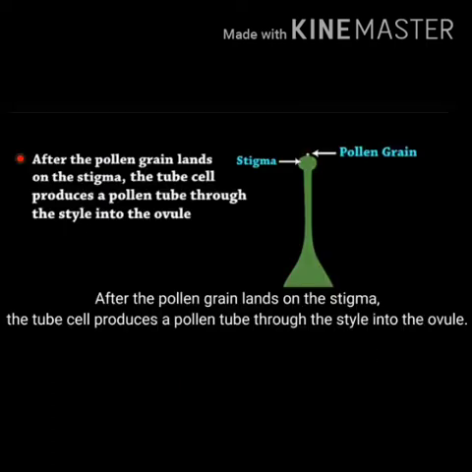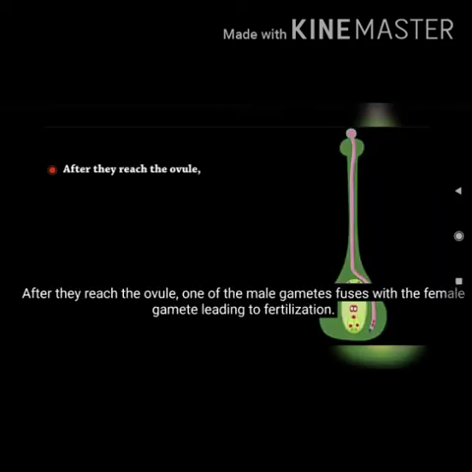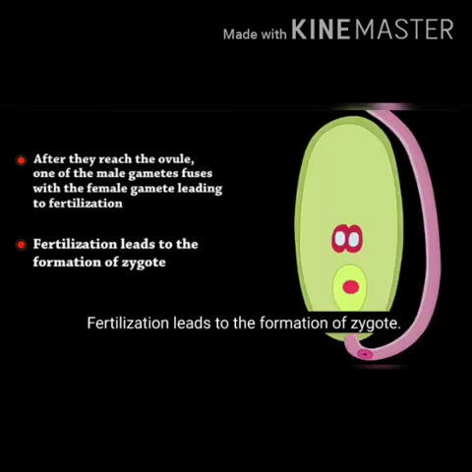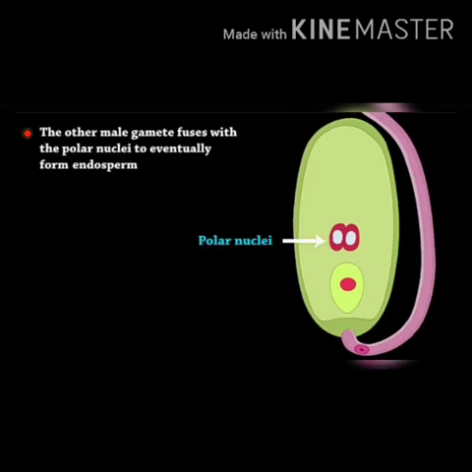Now next, when the pollen grains land on the stigma, the tube cell produces a pollen tube through the style into the ovule. Okay, after they reach the ovule, one of the male gametes fuses with the female gamete, leading to fertilization, right? So what is fertilization? Fusion of the male gamete with the female gamete is called fertilization. Fertilization leads to the formation of a zygote, right? And the other male gamete fuses with the polar nuclei to eventually form endosperm.